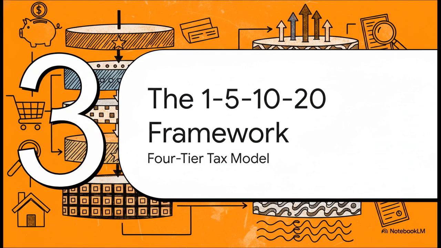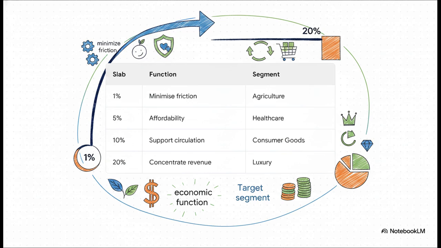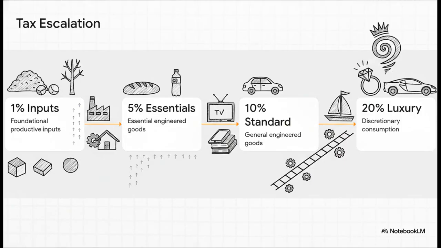Okay, Section 3, the 1-5-10-20 framework. This is the core of the blueprint. This table right here elegantly synthesizes the entire proposal into 4 incredibly logical slabs. Notice how the logic is grounded entirely in a product's economic function and its target segment, rather than confusing legal loopholes. It smoothly ranges from minimizing friction at the 1% level all the way up to concentrating revenue at the 20% level. Let's mentally walk up this tax ladder together.